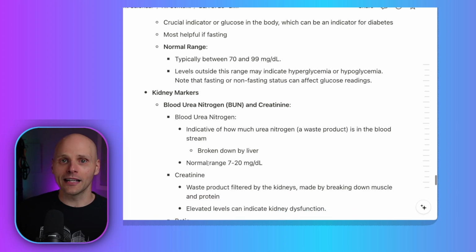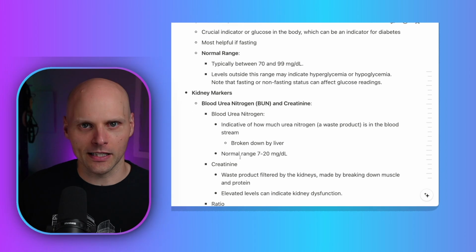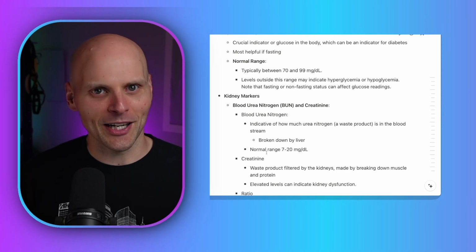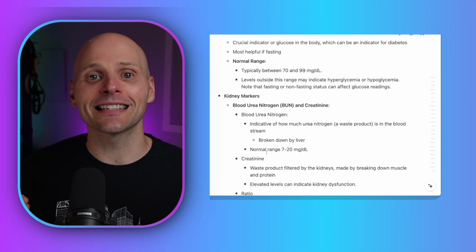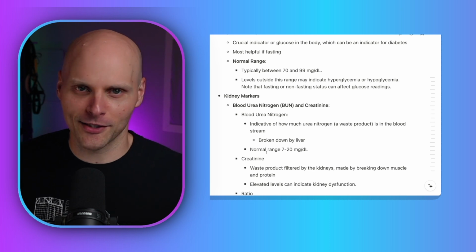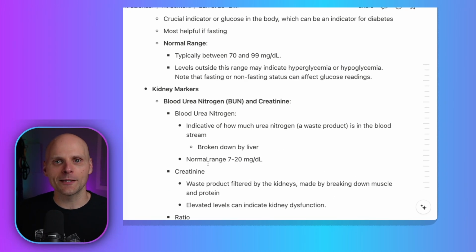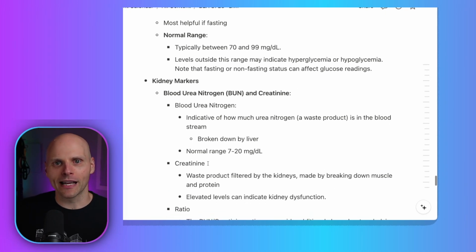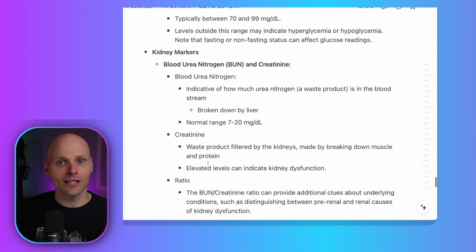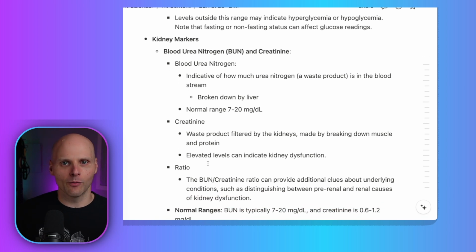And then we have creatinine as well. So not to be confused with creatine, right? We'll talk a little more about that later, but creatine is the supplement you take. Creatinine is the lab value that we can look at. So not to confuse that. Creatinine is a waste product filtered by the kidneys, made by breaking down muscle and protein. And you can see elevated levels with kidney dysfunction.